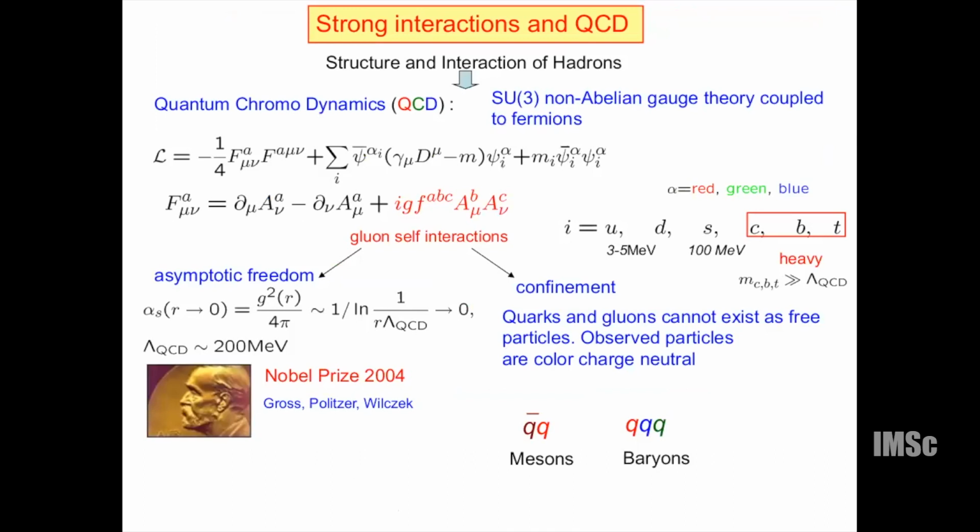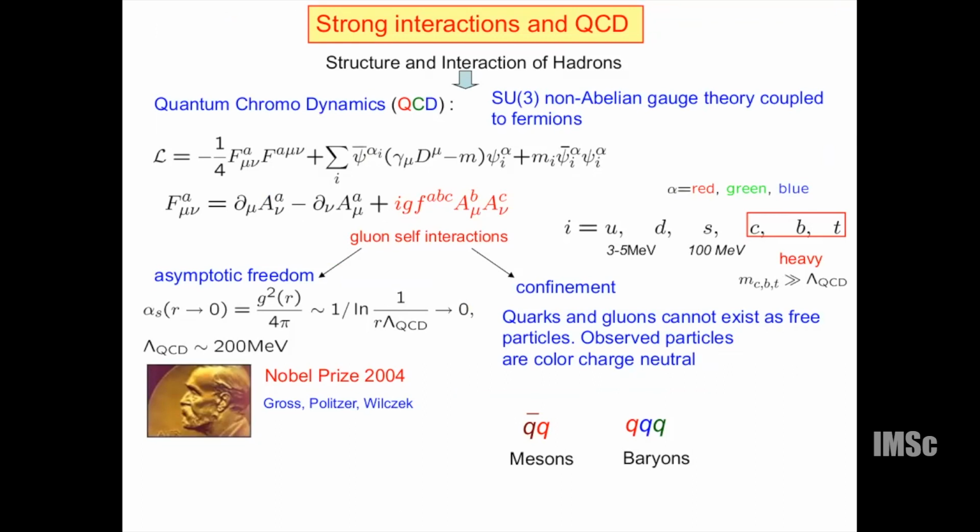So just a brief introduction. What is quantum chromodynamics? It is the theory of strong interaction, and it describes the structure and interaction of hadrons. It's a non-abelian gauge theory coupled to fermions, in this case quarks, and it has a kind of amazingly simple Lagrangian. It's reminiscent of the Lagrangian of QED, quantum electrodynamics, except that now the fermions carry an additional color index, denoted by alpha.